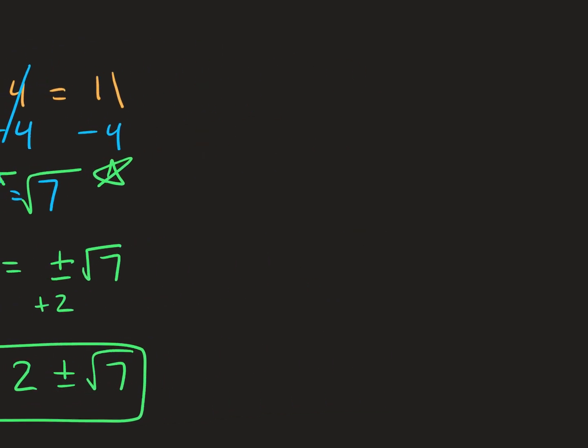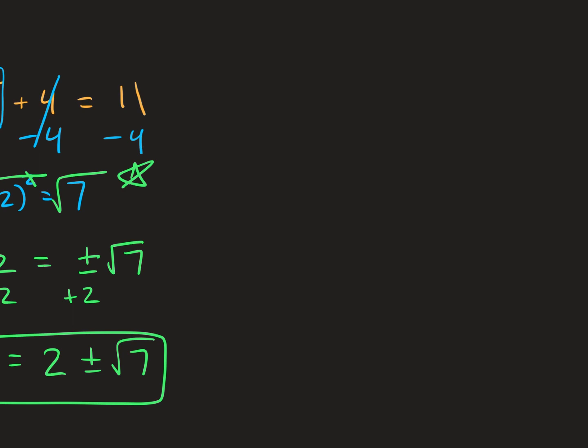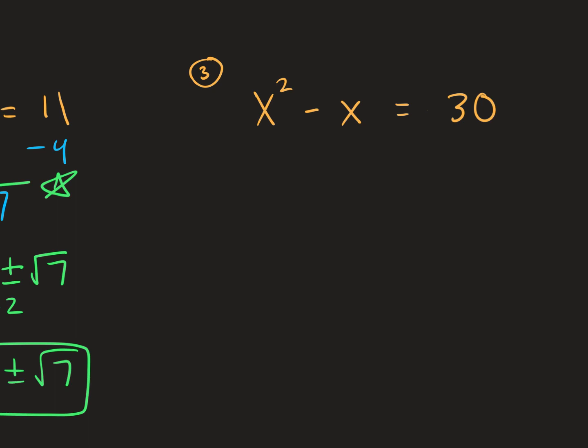One more question that we're going to do that we saw in 3.1. So I'm going to call this number 3. Let's say we have x squared minus x is equal to negative 30. Just kidding, positive 30. So x squared minus x is equal to 30. What would we do to solve here?